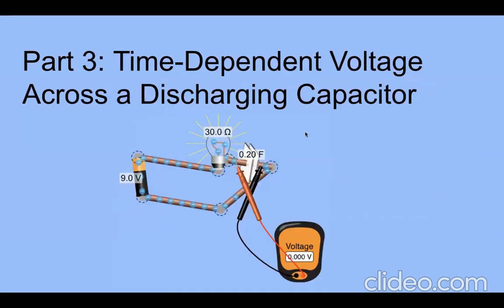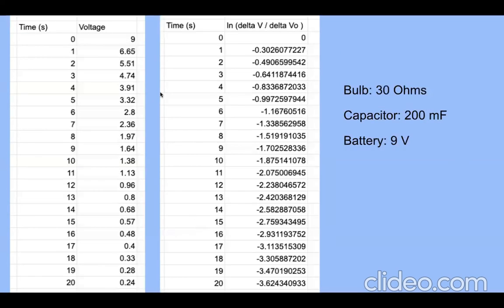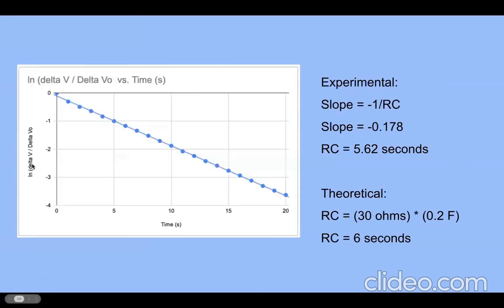So here we're looking at time-dependent voltage across a discharging capacitor. So on the second half, when it's releasing that charge back into the circuit. And obviously it starts at 9 because we have one 9-volt battery. And then as it discharges, it goes all the way to 0. And then taking the natural log of the change in voltage divided by the original voltage, we take these values and we plot them, and we can use the slope to find the resistor capacitor time, which is 5.62 seconds.